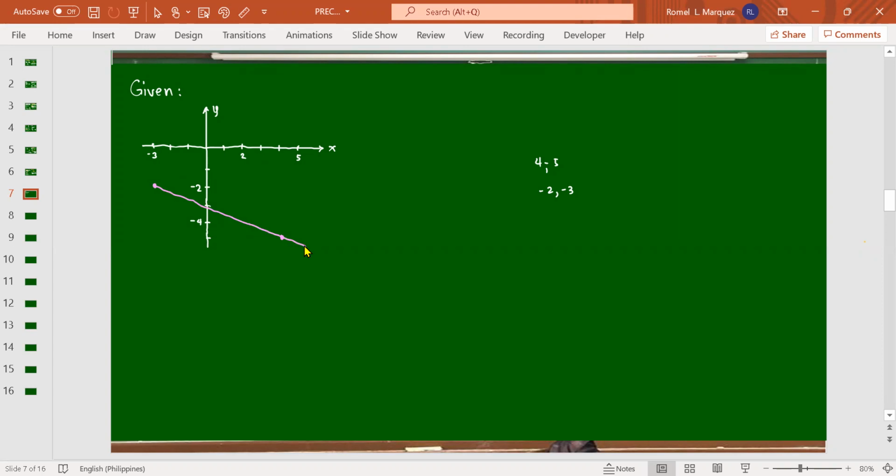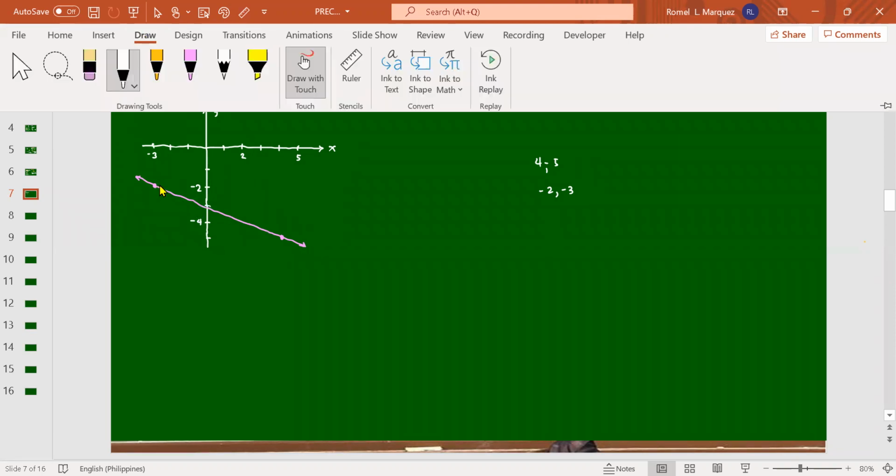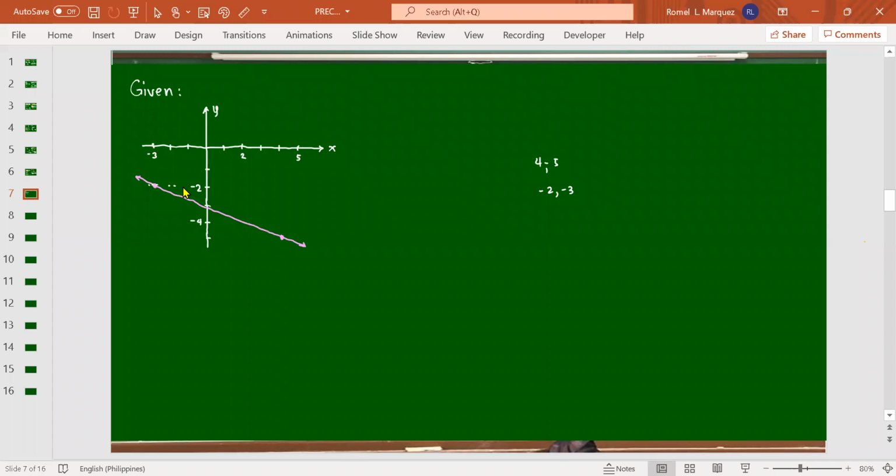Then just extend. So this is our line. It will intersect the x-axis. So just make a line parallel to the x-axis, and this is the angle of inclination. Because I don't have any more space to intersect the x-axis and draw the direction, we can have it just this way.